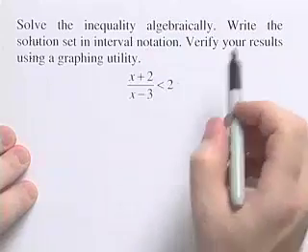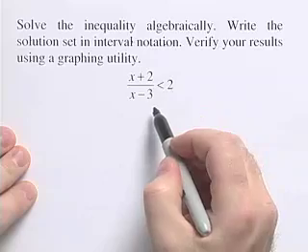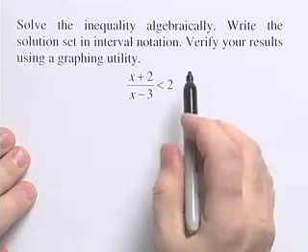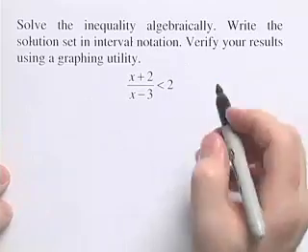For this problem, we're going to solve a rational inequality algebraically. We want to solve this inequality, and we're going to write our solution set in interval notation. Just like with polynomial inequalities, the first thing we'd like to do is move everything over to the left-hand side and get the right side equal to 0.